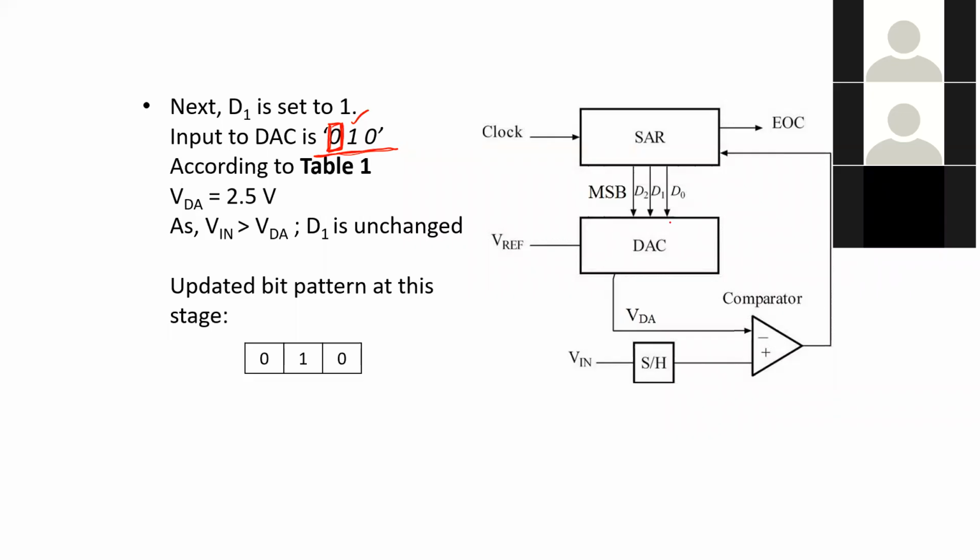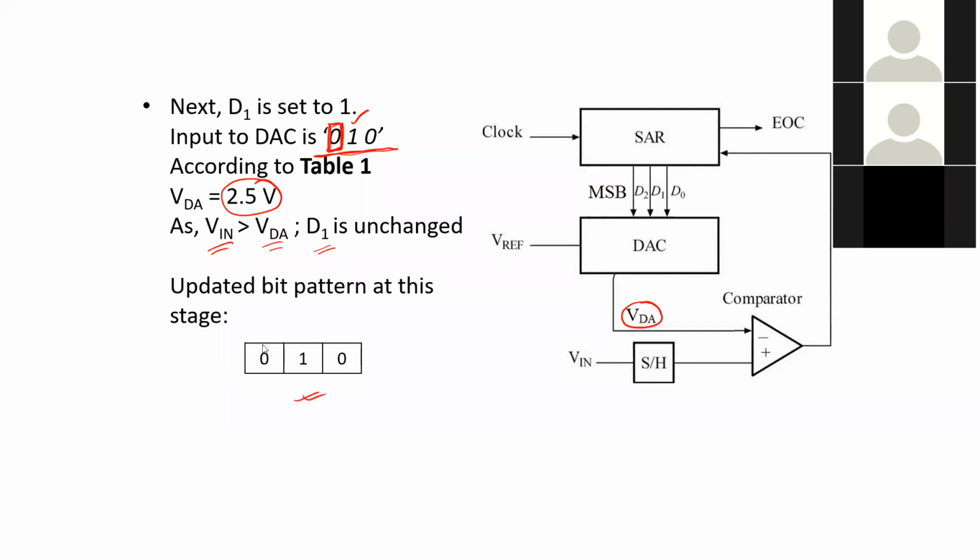So the DAC is now going to again generate a corresponding output voltage of VDA. So that is 2.5 volts according to table 1. So now the input voltage is greater than this voltage of VDA at this particular cycle. So the SAR will decide that it can keep D1 to be unchanged. So the resulting bit pattern after the second cycle will be 0, 1, 0 as indicated over here.